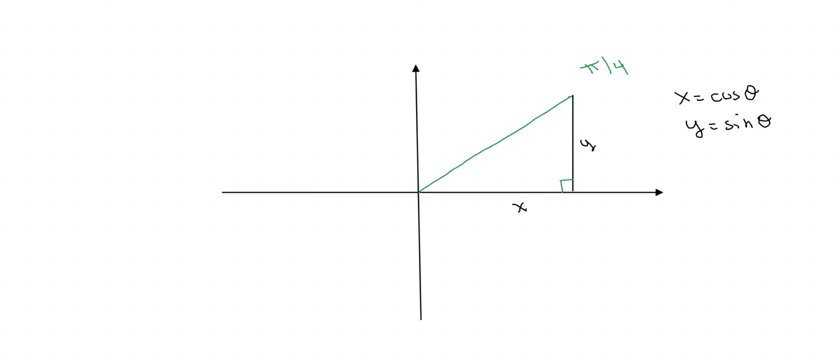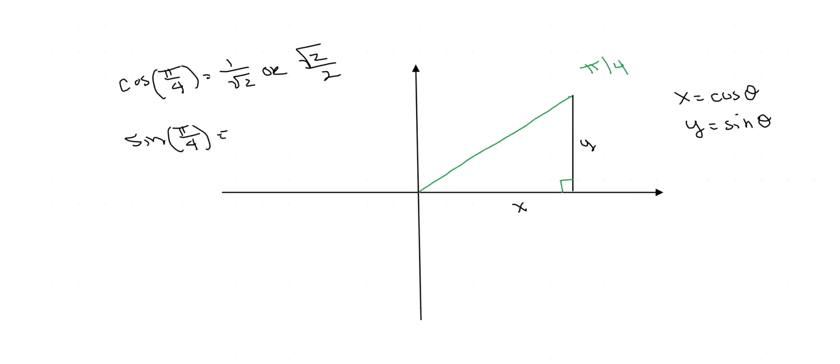So we just know that cosine at pi over 4 is 1 over root 2. Or if you rationalize it, you can say it's root 2 over 2. And sine is going to actually be the same value. And so now you just have to add the signs. If you're over here in quad 2, our x's are going to be negative. So your cosine needs to be negative.